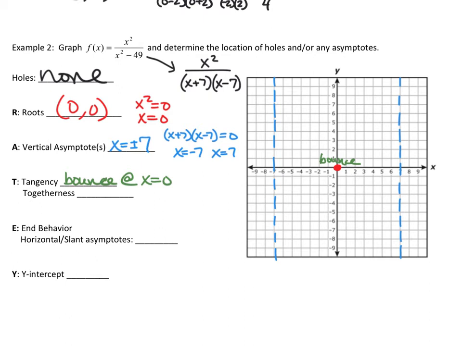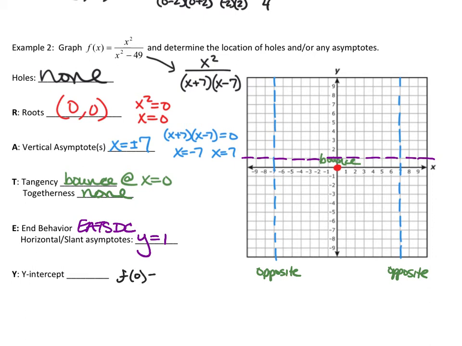For togetherness, there is no squared term in the denominator when I factor. So there is no togetherness, which means both of these vertical asymptotes should have opposite limits. The end behavior, this is an EATS DC graph, so we're going to divide those coefficients. It should be at 1. So that's a horizontal asymptote, or end behavior, at 1. And at this point, oh sorry, we need our y-intercept. Hopefully you notice already what the y-intercept is because it's the same as the x-intercept, but I'll show you anyways. 0 squared over 0 plus 7 times 0 minus 7. No matter what you do, you're going to get 0, which we already know because 0, 0 is both an x and y-intercept.